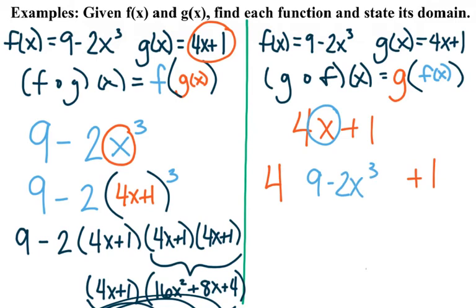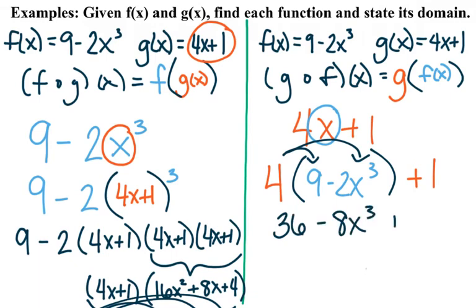Alright, and then because it's a quantity, I'm going to put it in parentheses. So this one's a little easier than that first one, because all I'm going to have to do is distribute the 4. So I should get 36 minus 8x cubed plus 1. And now my only 2 like terms are 36 and a positive 1. So my final answer, negative 8x cubed plus 37.